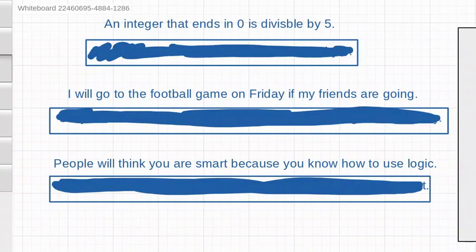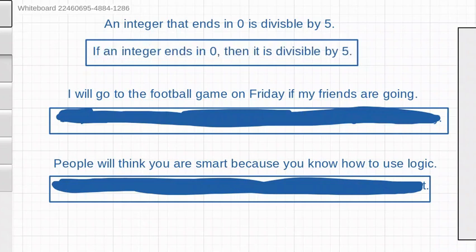Okay, so now let's try writing statements as conditional statements. First one says an integer that ends in 0 is divisible by 5. We know that hypothesis goes with if and conclusion goes with then. So our answer would be if an integer ends in 0, then it is divisible by 5.